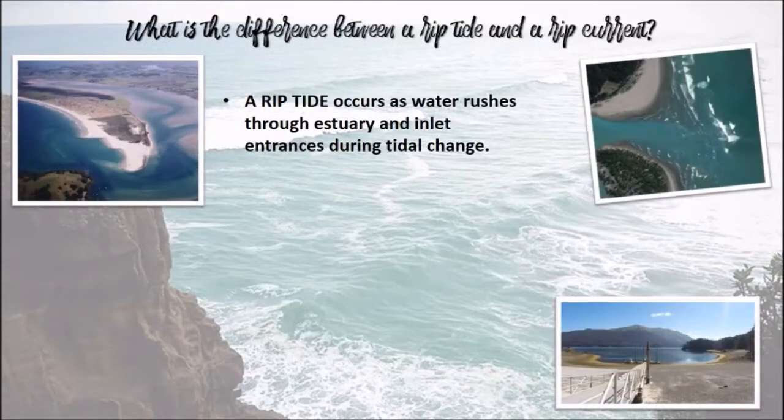What is the difference between a rip tide and a rip current? The terminology is different around the world, but for us, a rip tide occurs as water rushes through estuary and inlet entrances during tidal change. So a great example of that is here at Omaha Beach. And this is the Whangateau Harbour and Tē Point.